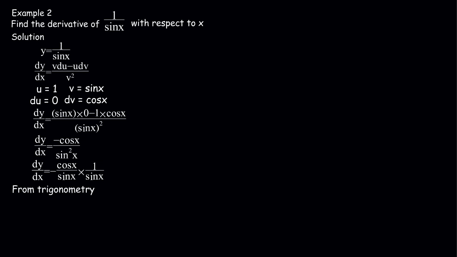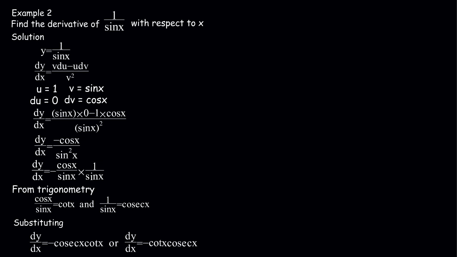And from trigonometry, we know that cos s divided by sin s is equals to cot s and 1 divided by sin s is equals to cosec s. Now substituting for cos s divided by sin s and 1 divided by sin s in our equation, our dy over dx will therefore be equals to minus cosec s cot s, or dy over dx will be equals to minus cot s cosec s.